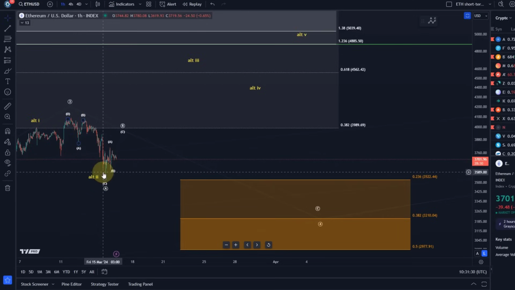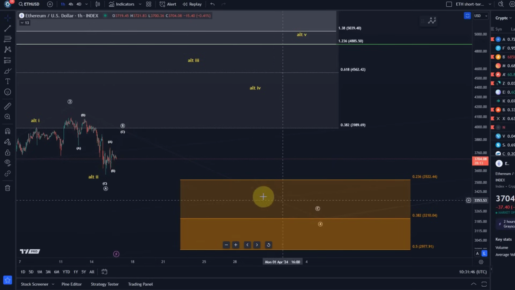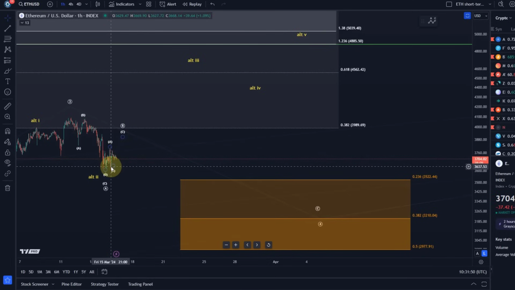In what I call an A wave, this bottomed yesterday at around 3,560 USD. That's wave A of 4. Wave B of 4 might have started already. So wave B of 4 could be unfolding. Yeah, we might have seen the A wave, we might have seen the B wave, maybe the C wave is unfolding right now. We're going to zoom in a minute and take a look at targets for this C wave.